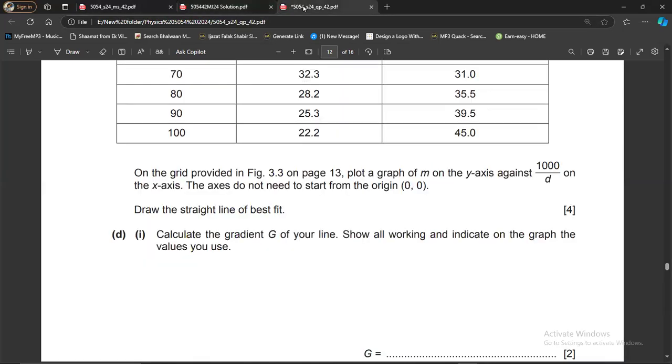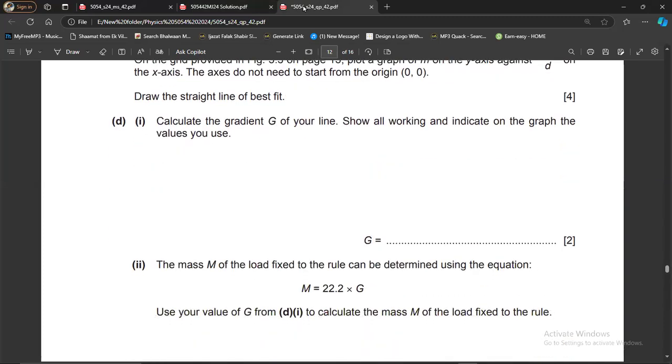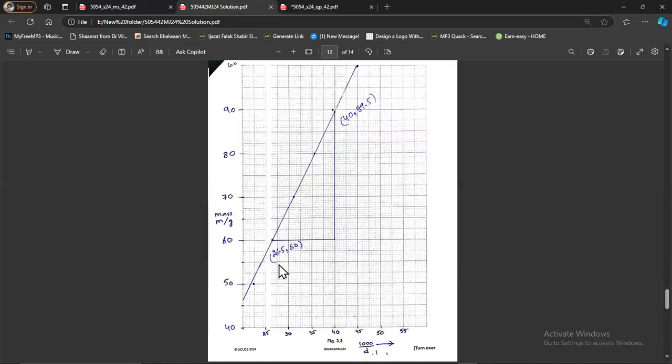So the next question is D, first part. This is: calculate the gradient G of your line. Show all working and indicate on the graph the values you use. So I chose this point on the line of best fit, and this point is basically 26.5, 60. Then I choose this point. This point is 40, 89.5. And I will use these points to find the gradient.